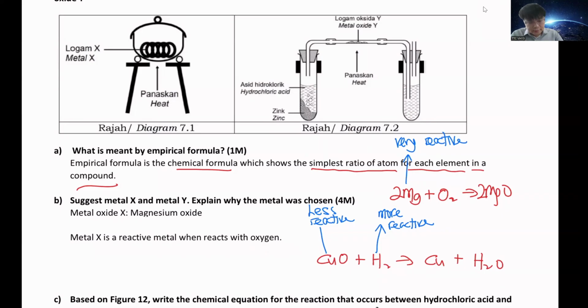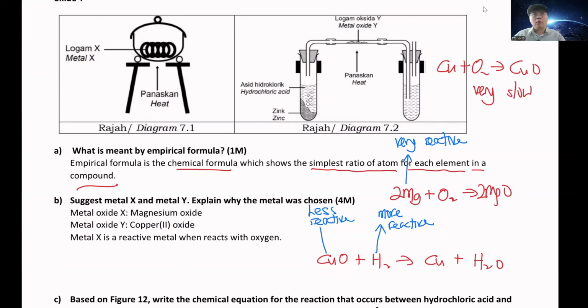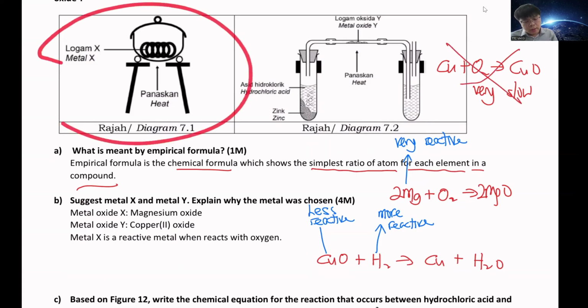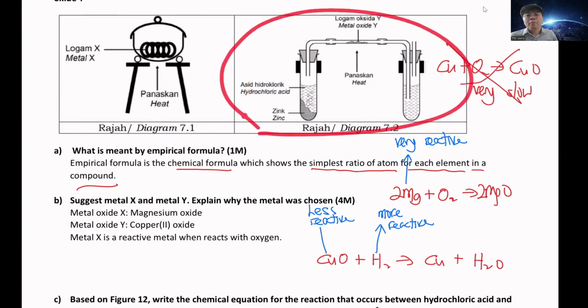Then for the second method, we actually use copper 2 oxide. Okay, why copper 2 oxide? Because if you burn copper with oxygen, the reaction occurs, but it will be very, very slow, because copper is a less reactive metal. It doesn't react with oxygen fast. So we don't use the first method for this. So we chose the second method.